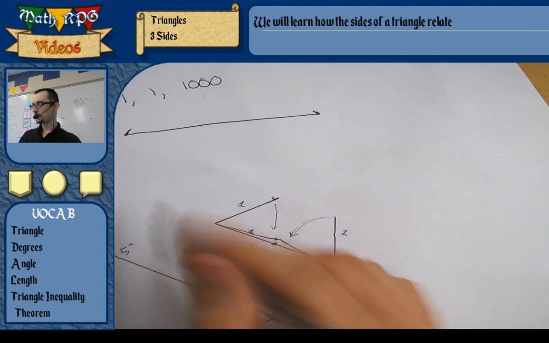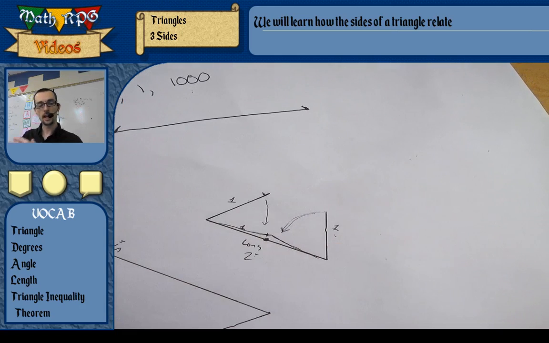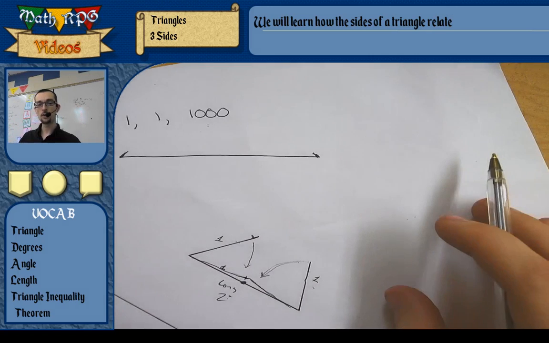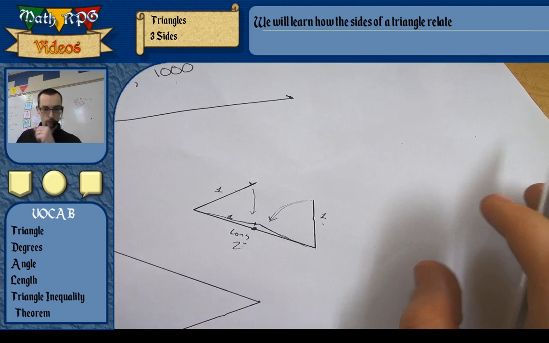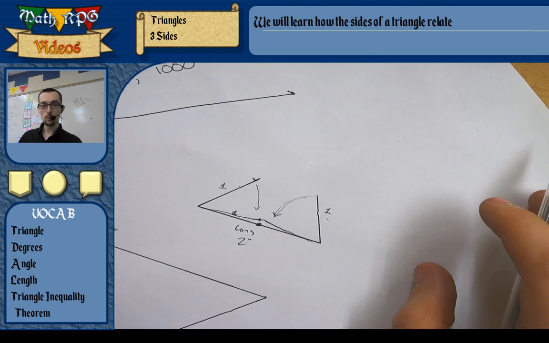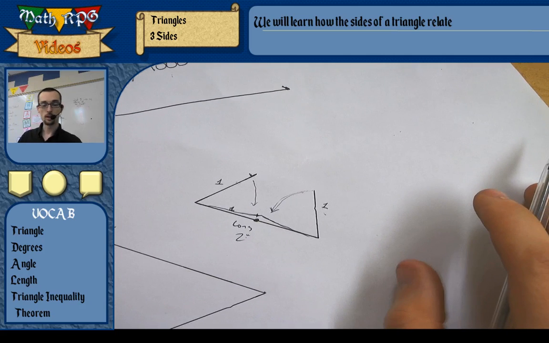So this idea that your two short sides have to reach each other, they have to add up to be more than your long side, that is what we call the triangle inequality theorem. We call it inequality theorem because it won't work that they equal the long side, right?